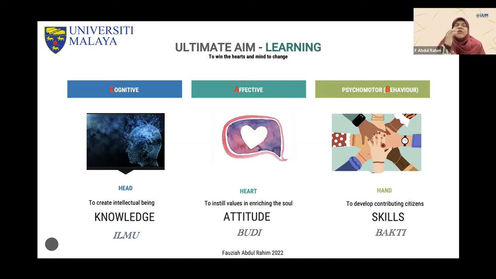So all this, when you talk about cognitive, affective, psychomotor, I'm sure all of you will tell me that you can find this in your syllabus. Am I right? Maybe thumbs up. Is there no emoticon here? Yep. So you find all this cognitive, affective, and psychomotor in your syllabus, right? In your course learning outcome. And that's why the course learning outcomes matter, because understanding them will help you create intellectual beings, instill values to enrich their souls, and help them develop into contributing citizens.